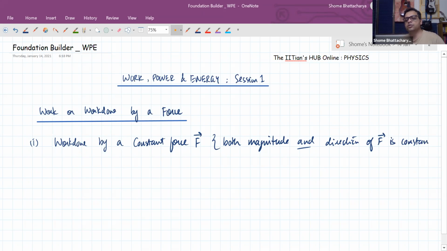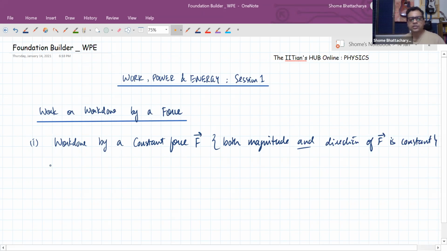So that is the meaning of a constant force. If only the magnitude is constant but the direction is changing continuously, then we cannot call such a force a constant force, because force by definition is a vector quantity, and for a vector to be constant, both the properties of the vector, the magnitude as well as the direction, should be constant.